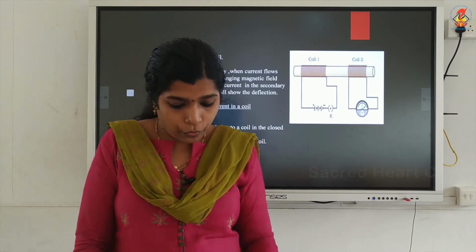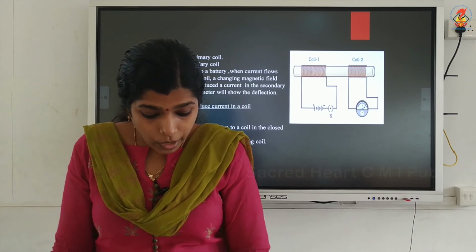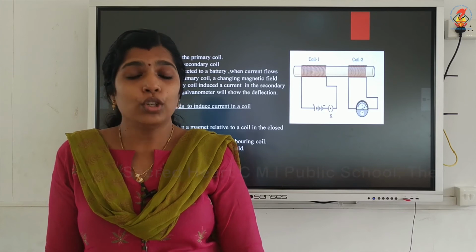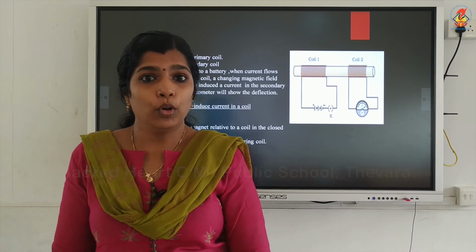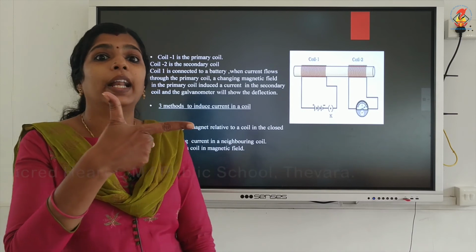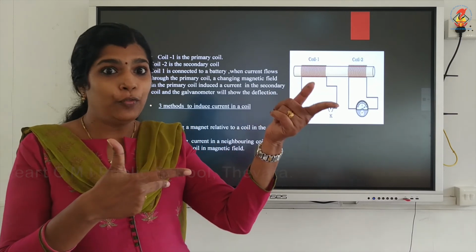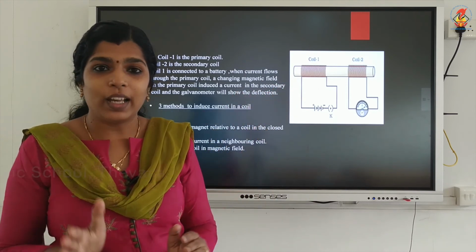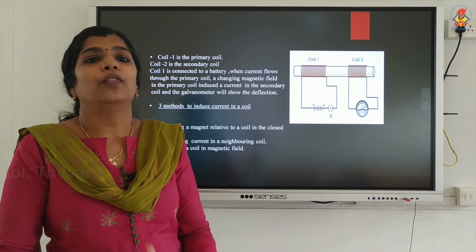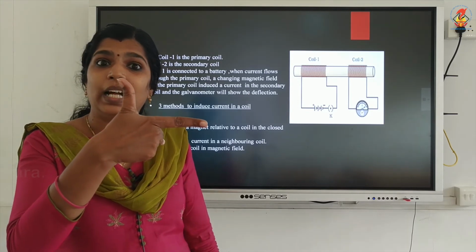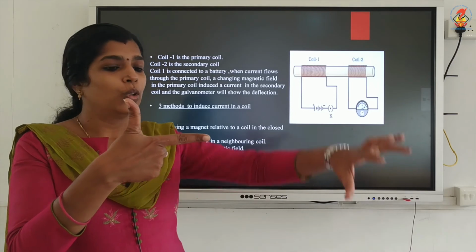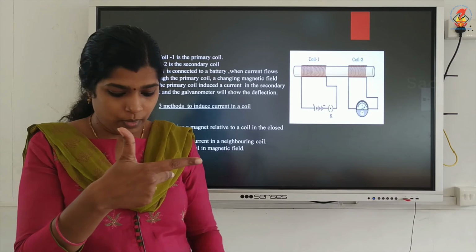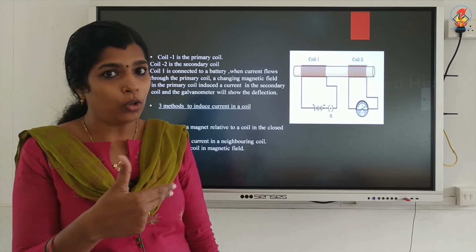Now, we can find the direction of induced current with the help of Fleming's right hand rule. In force, we discussed Fleming's left hand rule. So, to find the direction of induced current, we can use Fleming's right hand rule. This rule is also known as the dynamo rule.